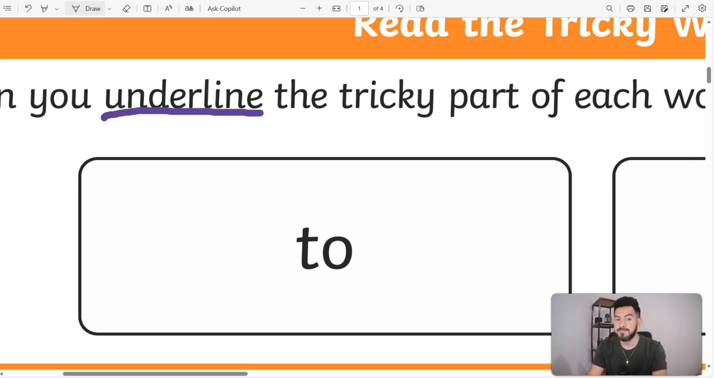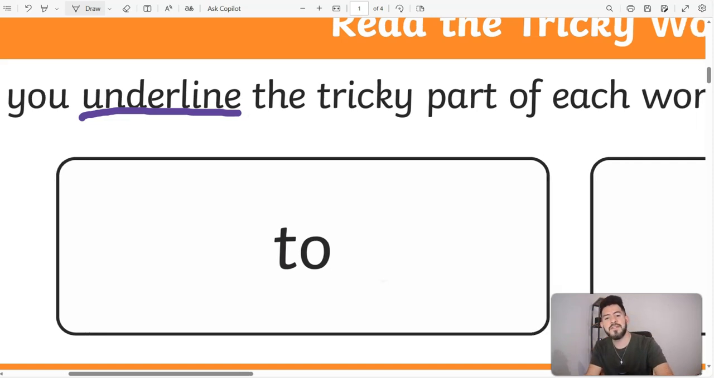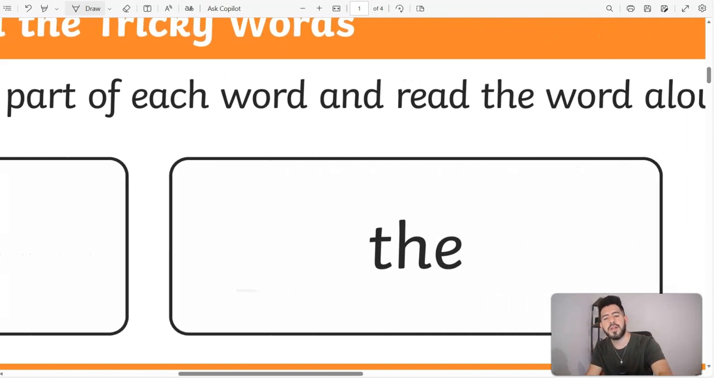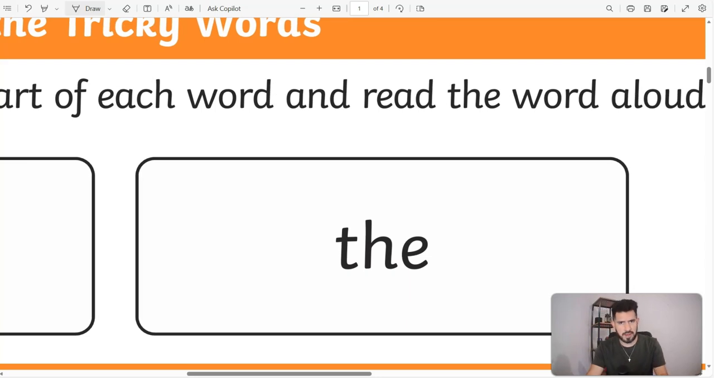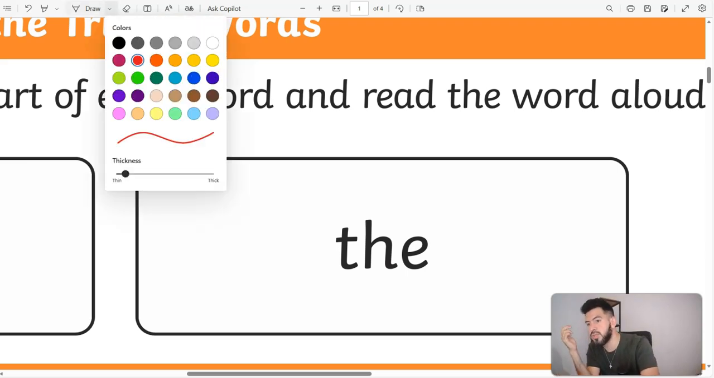To. Which one is the tricky part? Think about it. I don't say t, o, to. I say t, to. So which one is the tricky part? And finally, look at this one. Here, boys, we have 3 letters but 2 sounds.